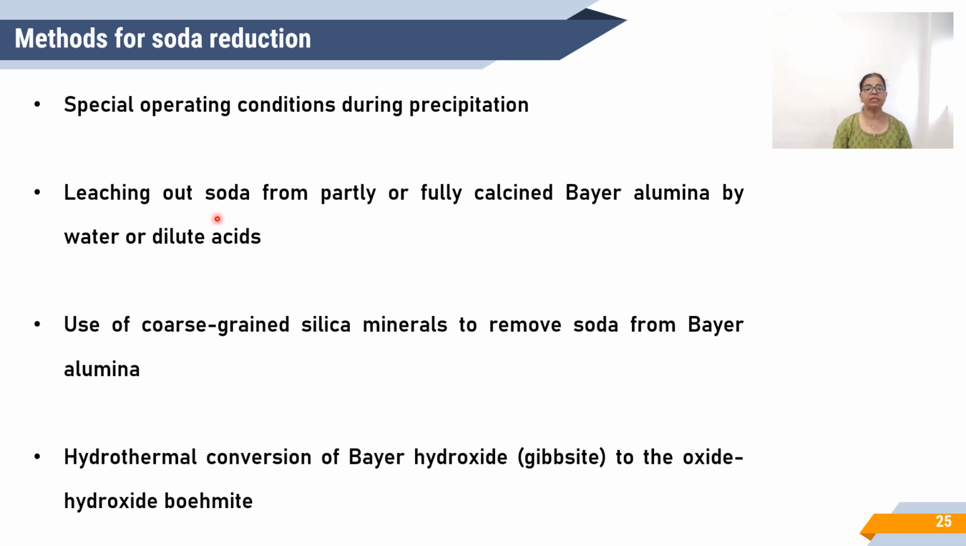The other method is leaching out soda from partly or fully calcined Bayer alumina by water or dilute acids. Also some literature is there on using coarse grained silica minerals to remove soda from the Bayer alumina. Also the hydrothermal conversion of Bayer hydroxide or gibbsite to the oxide hydroxide, boehmite, also causes less soda in the process.